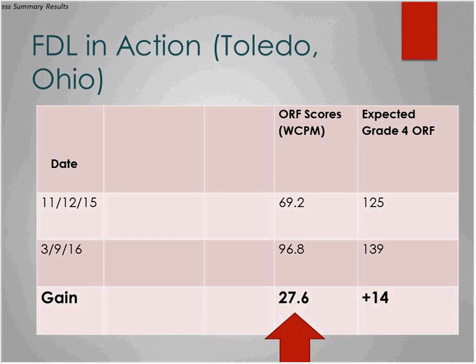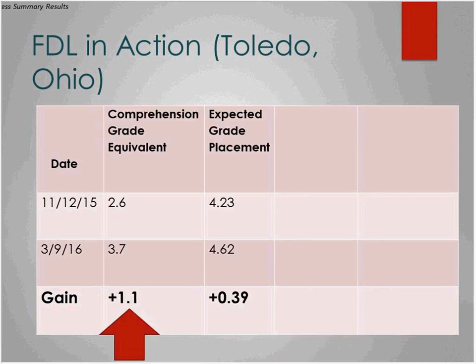This was done a couple years ago, from November of 2015 to March. So what is that, about 4 months' time? The right-hand column tells you what you would expect in terms of oral reading fluency, a gain of about 14 words. These students gained 27 words correct per minute, doubling what you would expect.